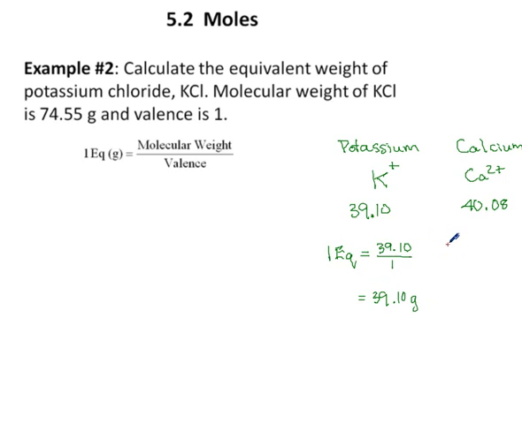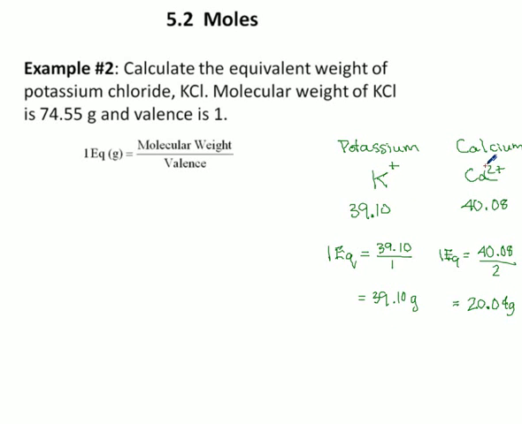If you wanted to react it with calcium instead, let's see how much a calcium equivalent is. Calcium equivalent is 40.08 divided by calcium's valence, which is 2. Because it's twice as strong, the idea is you only need half as much of it. What you can do with 39 grams of potassium, you can do with only 20 grams of calcium, because the calcium is double strength, if you will. It has twice as high a valence.